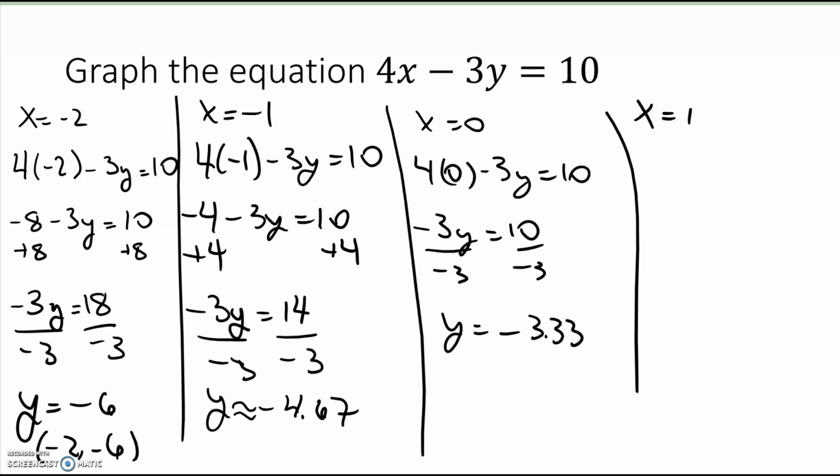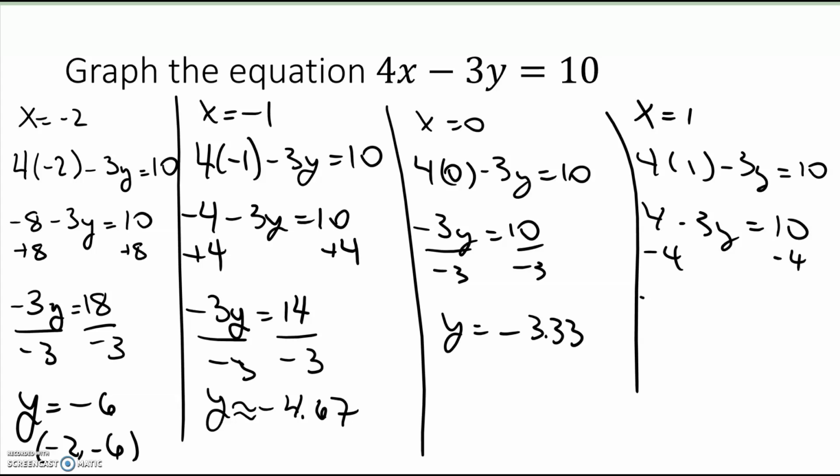So x is equal to 1. So we've got 4 times 1 minus 3y is equal to 10. So 4 minus 3y is equal to 10. Subtract the 4 from both sides. So we've got -3y is equal to, that's going to be 6. Divide both sides by that -3. And y is equal to -2.